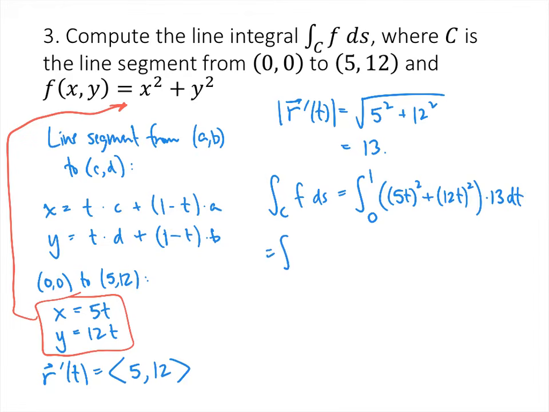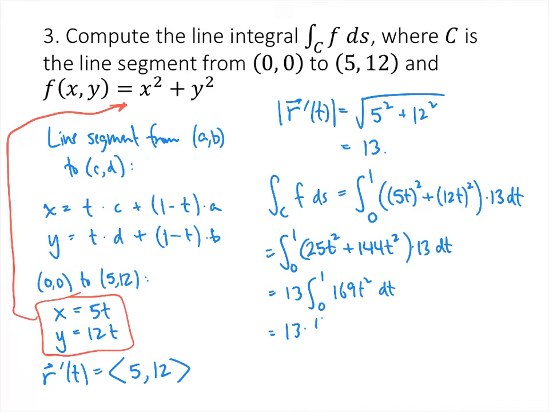So what we end up with is the integral from 0 to 1 of 25t squared plus 144t squared, all multiplied by 13. We can take the 13 out, that's going to give us 169 t squared dt. Take an antiderivative, we get 13 times 169 divided by 3, t cubed. Plug in 1, plug in 0, and subtract. And that's going to give us 2197 divided by 3.